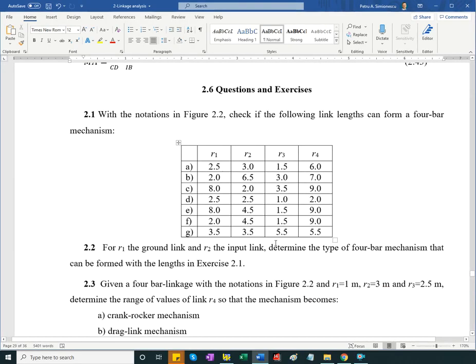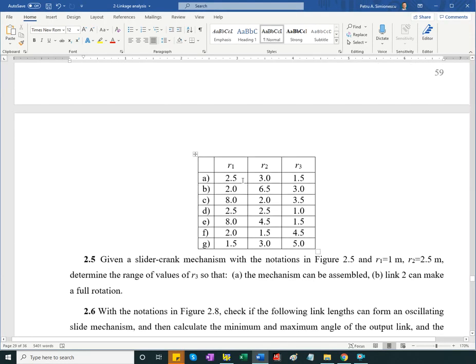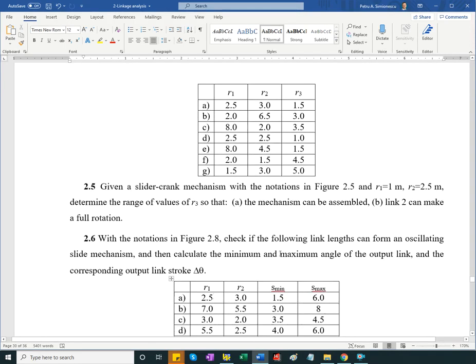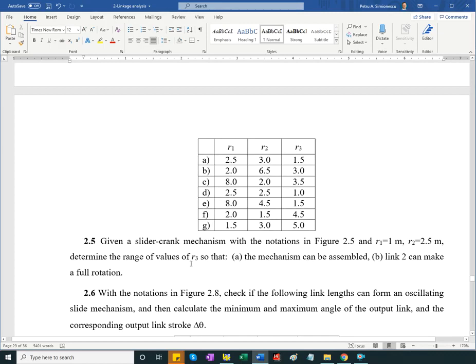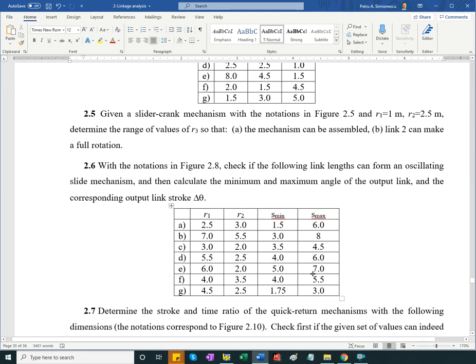Likewise for the slider crank, we have some problems. R1 would be the eccentricity. Notations go back to the beginning of the chapter. Again, eccentricity R1, crank is R2, connecting rod is R3. I'm not going to emphasize the design problems where you need to find some link length that makes the mechanism crank driven; it's more like analysis. So given the links, show or verify if it's a slider crank or crank slider.